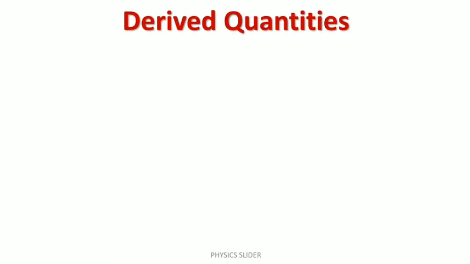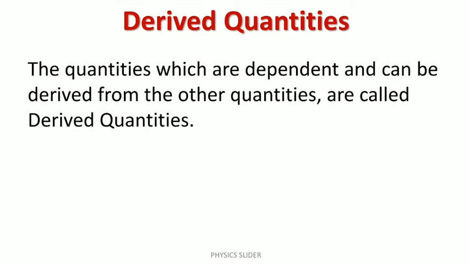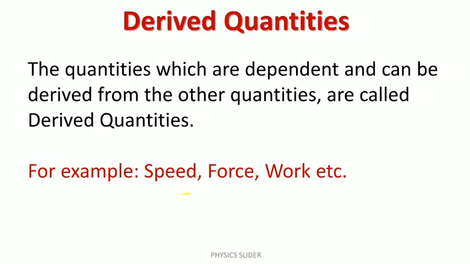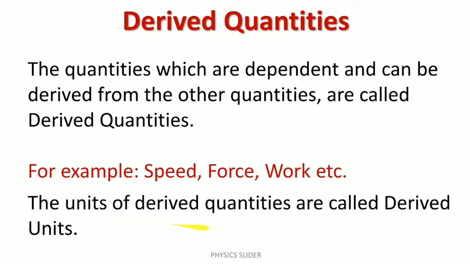Now let's talk about the derived quantities. What are derived quantities? Let's see. The quantities which are dependent and can be derived from the other quantities are called derived quantities. So, for example, speed, force, work, etc. The units of derived quantities are called derived units. Watch here. Speed is a derived quantity, force is a derived quantity, and work is a derived quantity.